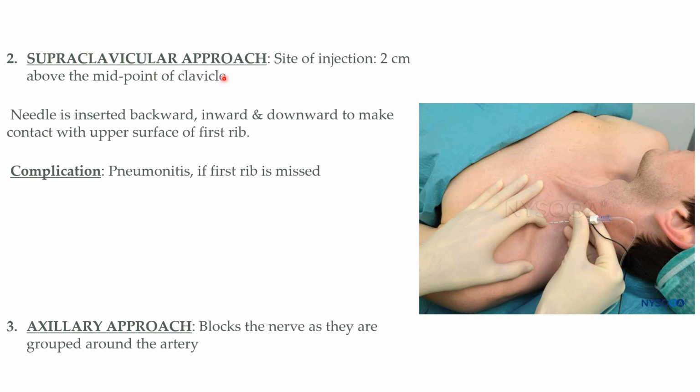Supraclavicular approach. This is based on the principle that the roots and the trunks of the brachial plexus are present in the posterior triangle. Here, the site of injection of anesthetic drug, as you can see in the illustration here, is approximately 2 centimeter above the mid-clavicular point. The needle is inserted backward, inward, and downward in order to anesthetize the nerves forming the brachial plexus.